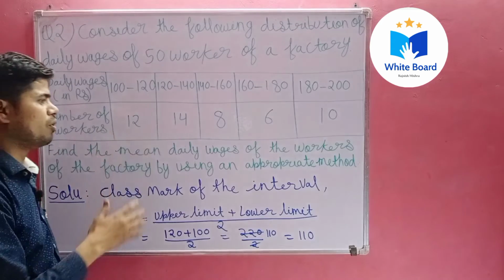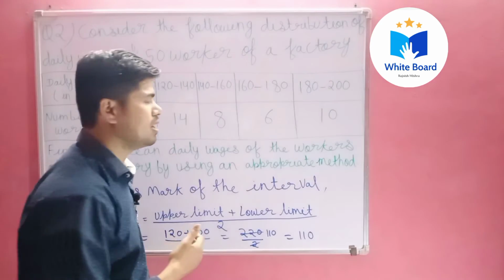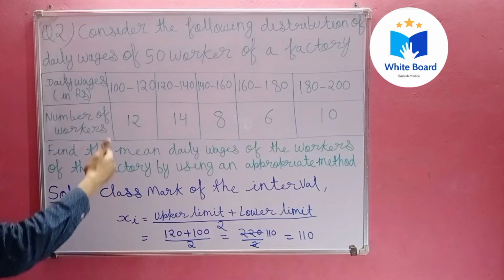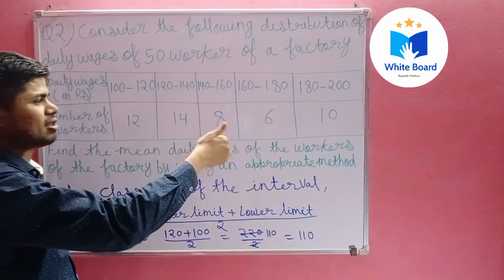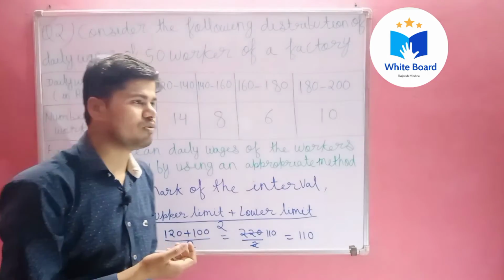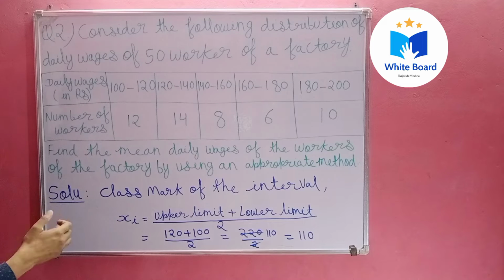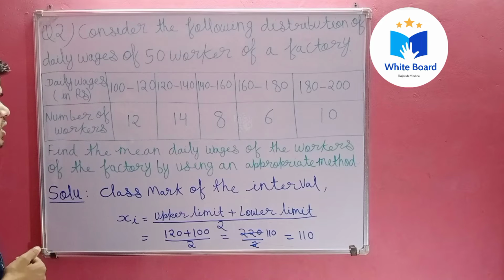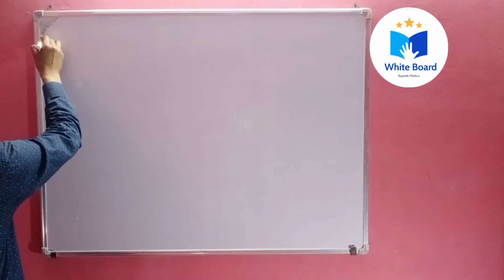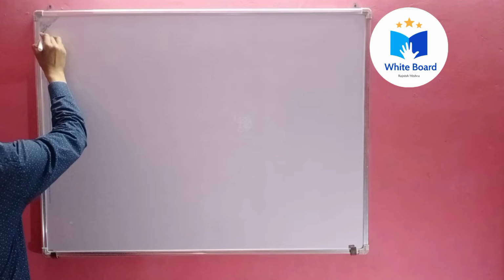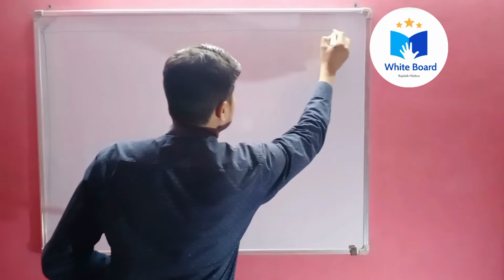Now I rub the board and move to the next table, where we take frequency, class mark and the class interval, and take some assumed mean, and we will solve the question with the help of the assumed mean method. Now, moving to the further part, we will make a table on the basis of the given information.